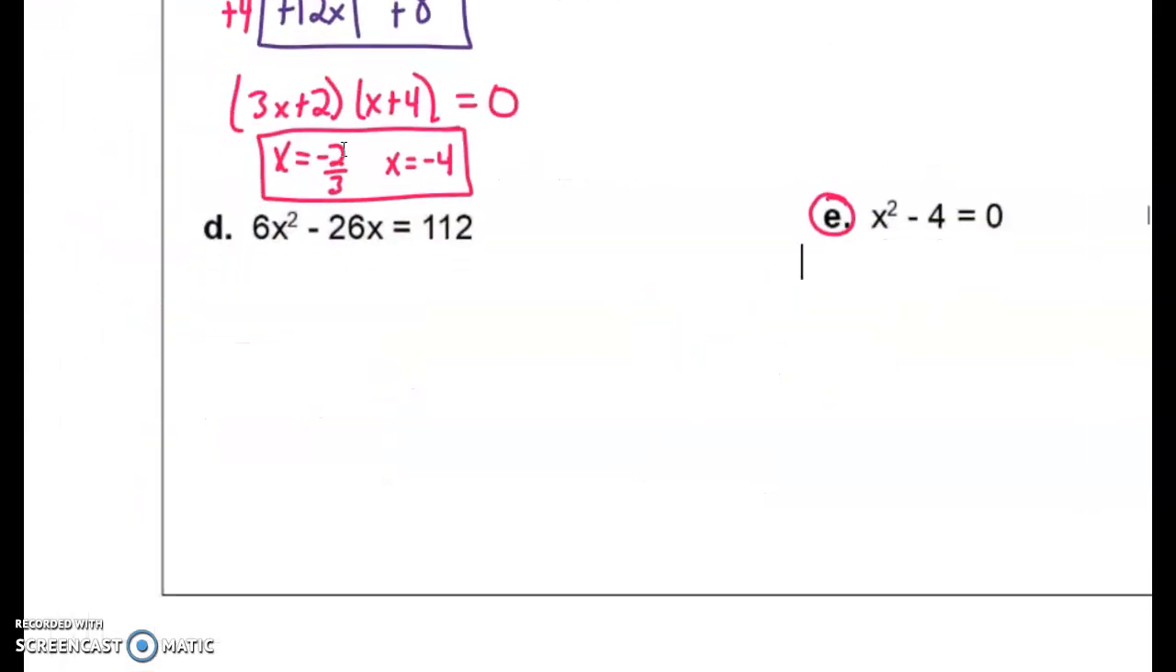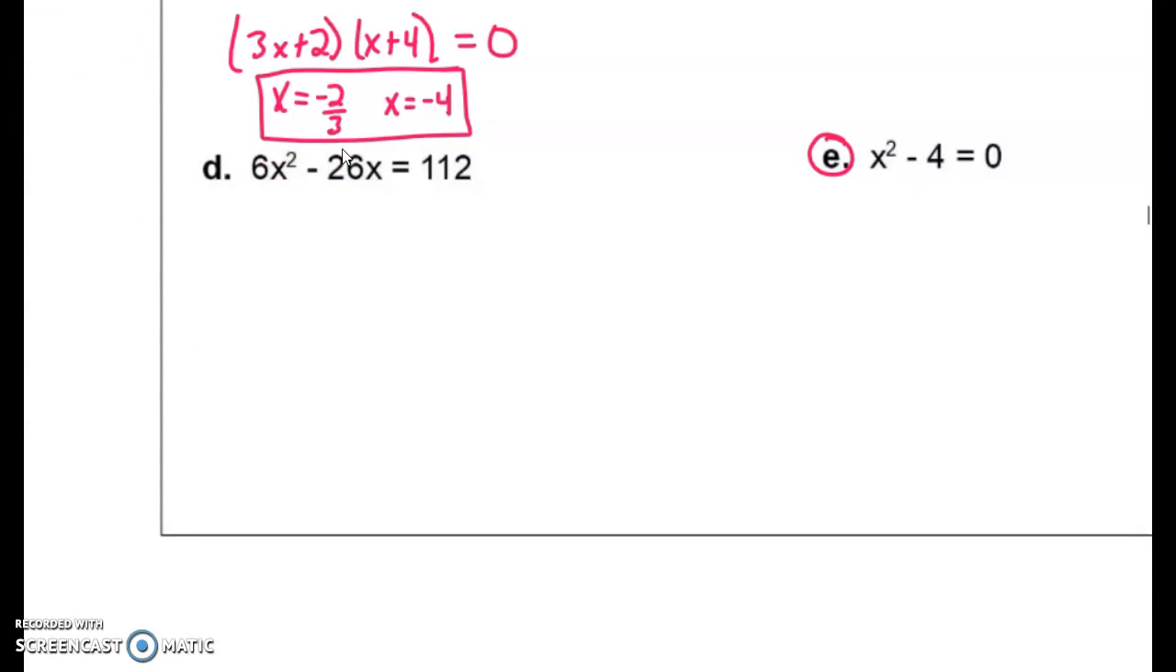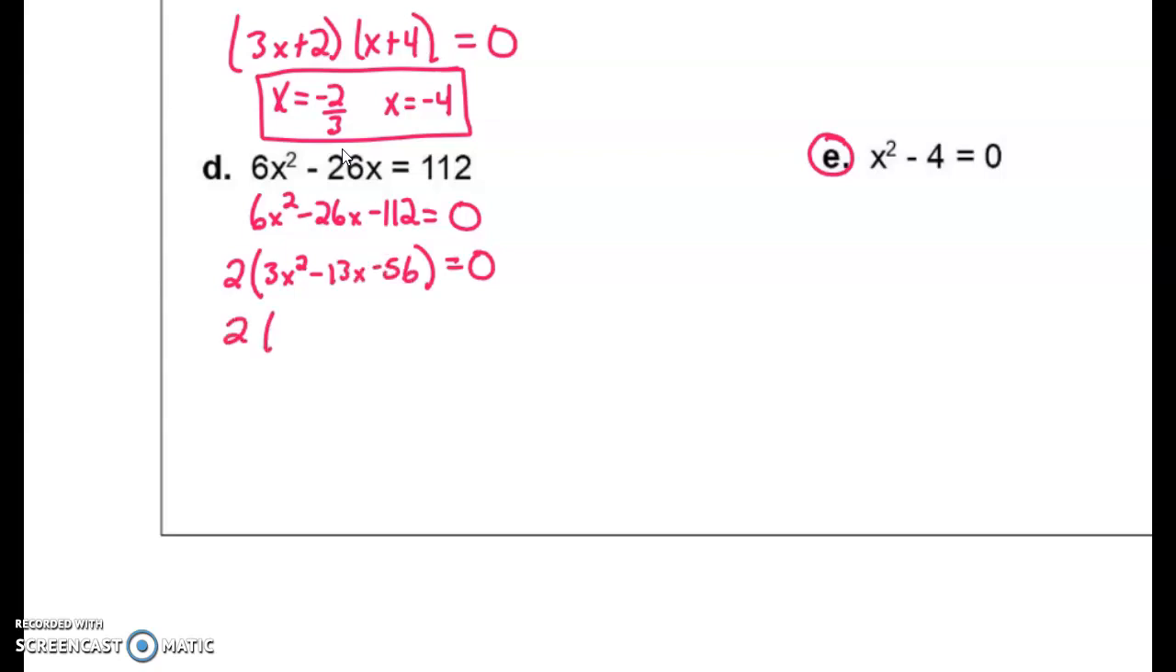Scroll down here, just because I think D is a little bit harder than the other two. So first thing I'm going to do is subtract the 112 so that the equation equals 0. Now I can see that everything is even, so that means there's a GCF of 2. So if I factor out the GCF of 2, I'm left with 3x squared minus 13x minus 56. So when I factor, that 2 will still be just hanging out on the outside as a GCF. So I need to know what multiplies to 3 times negative 56. That's negative 168. And what adds to negative 13.